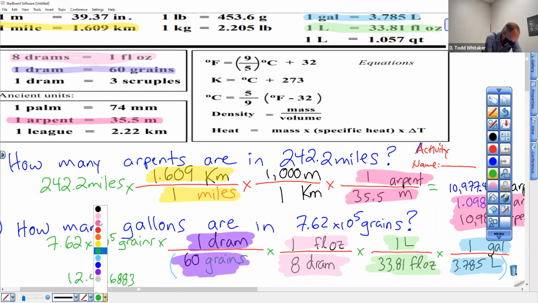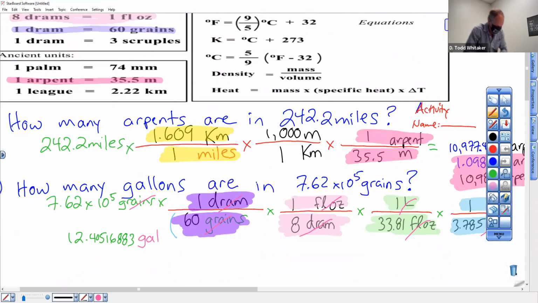So grains are gone. Grams are gone. Fluid ounces are gone. Liters are gone. Gallons. And this time 3 sig figs, right? 12.4 gal is our final answer.